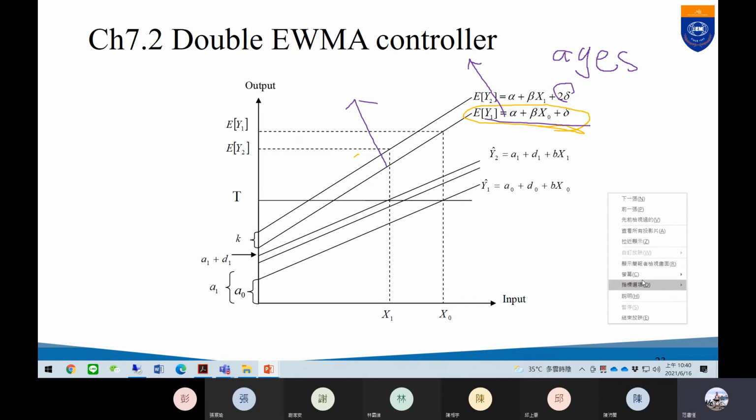Then let me use a different color. Okay, so this is our initial estimate. Then we'd like to adjust things from the initial recipe x0, moving inward in order to achieve the target.